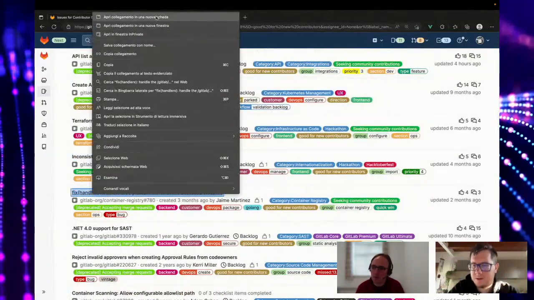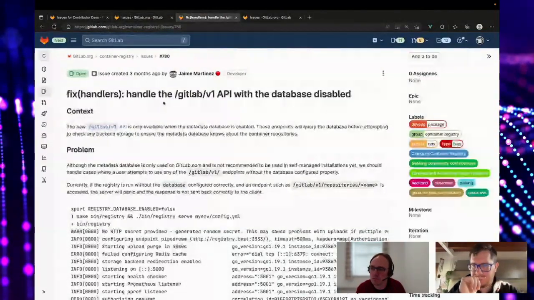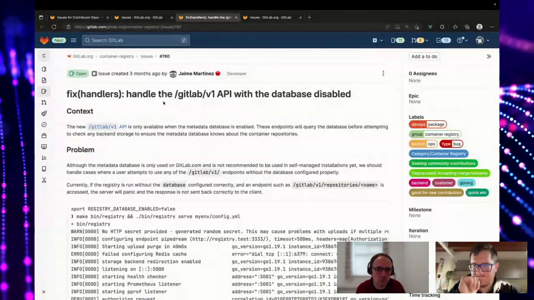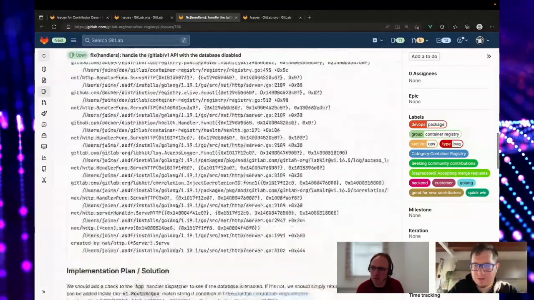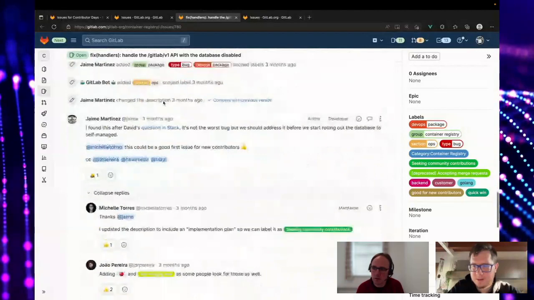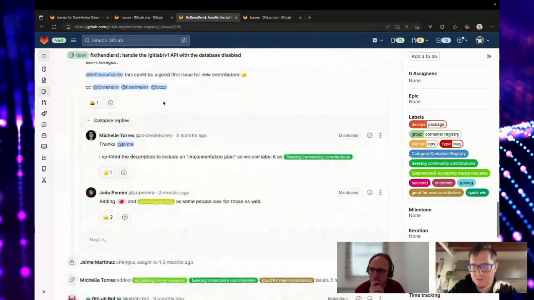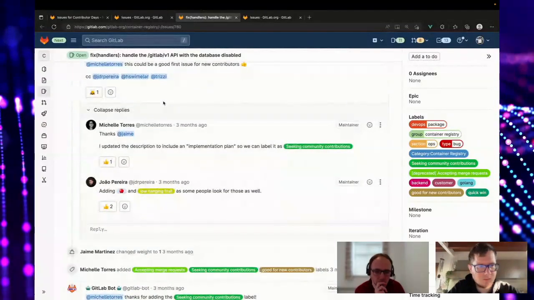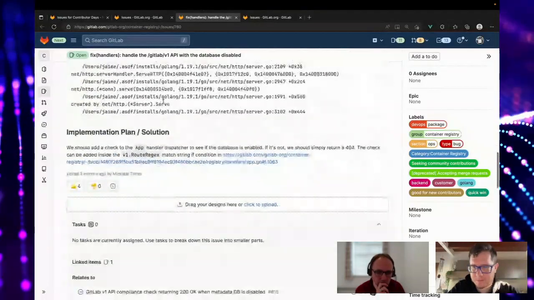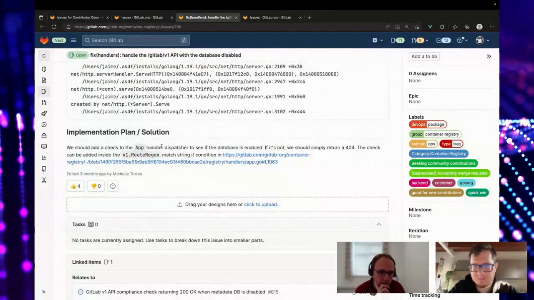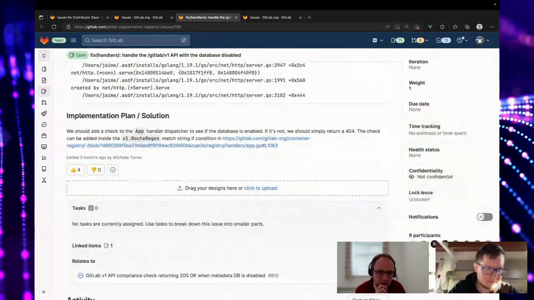Oh, this is interesting. Oh, container registry. I have no idea whatsoever how to work on these ones. Oh, there's an implementation plan. Well, I think that sounds easy enough. It sounds doable.